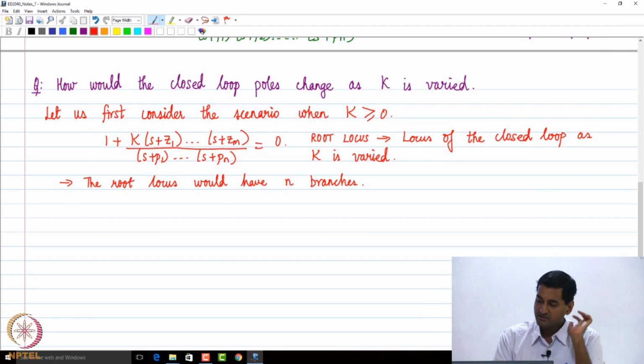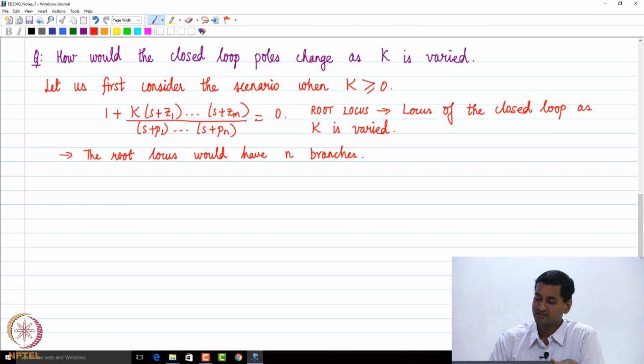Now the question arises: how do we plot these n branches in reality? By and large, we will see that we are going to use the angle condition to our advantage. Before we go into this process, let me take a simple example.